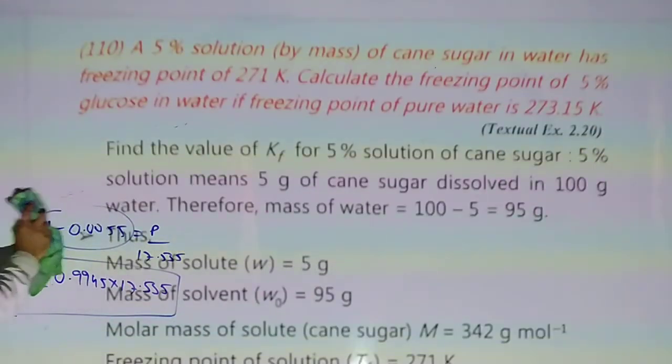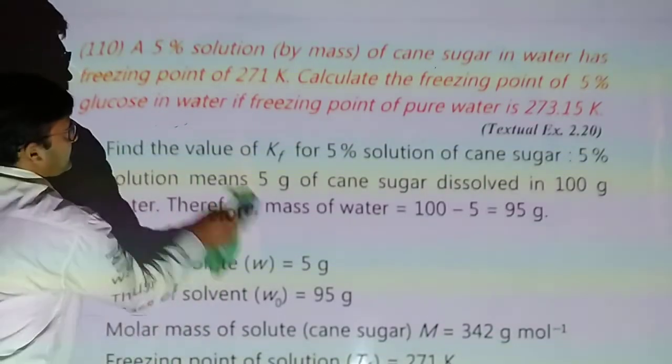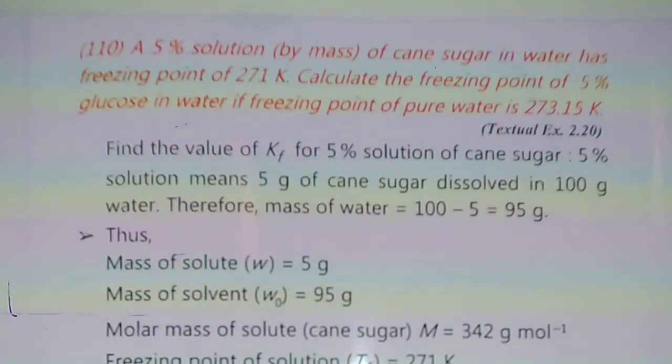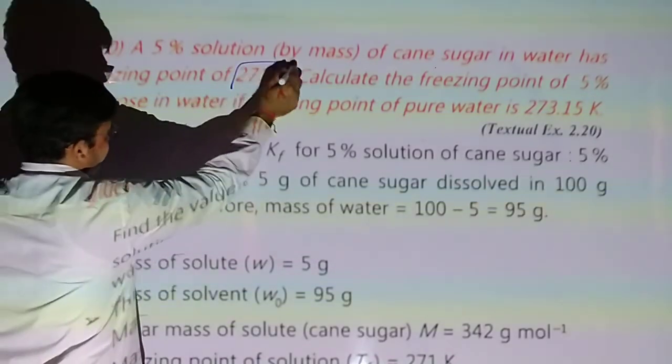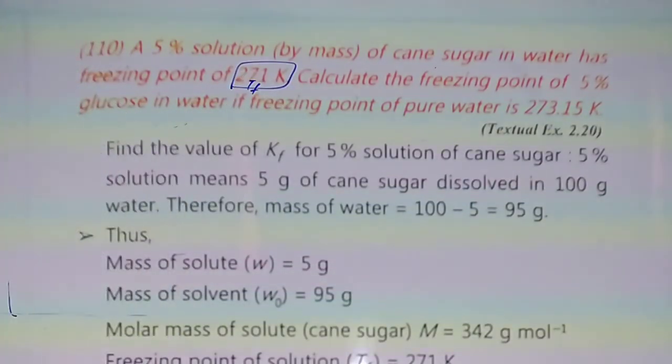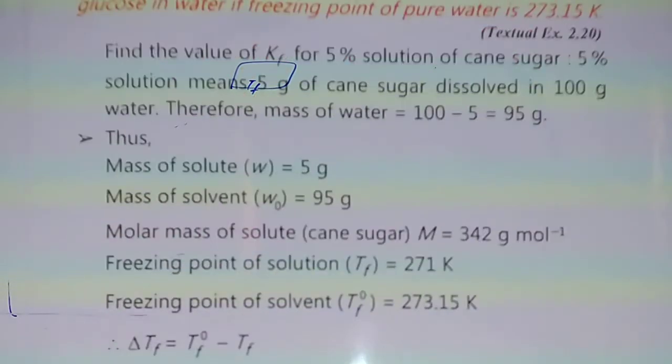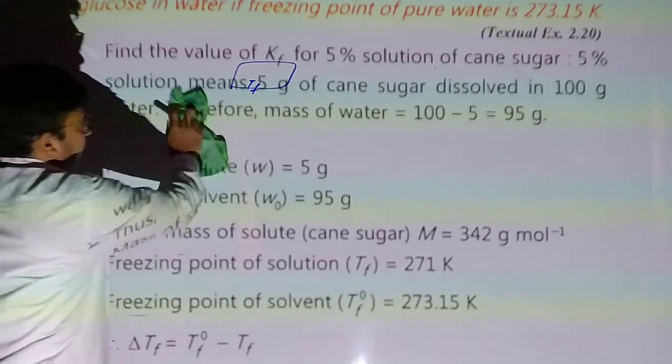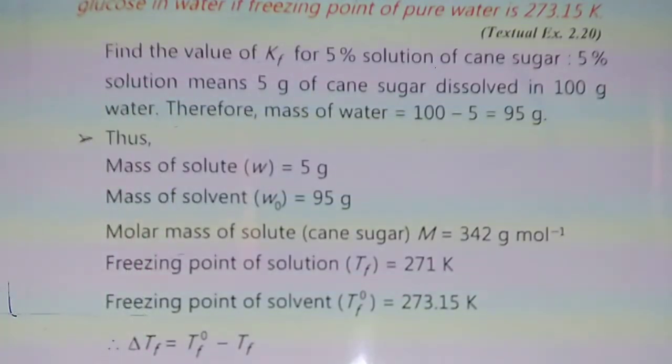Yes, another question. A 5% solution by mass, by mass means with reference to 100, that is 5 gram cane sugar and 95 gram water, has a freezing point of 271 Kelvin. Freezing point is given, TF. Calculate the freezing point of 5% glucose in water if the freezing point of pure water is 273.15. Find the value of Kf for the 5% solution of cane sugar.